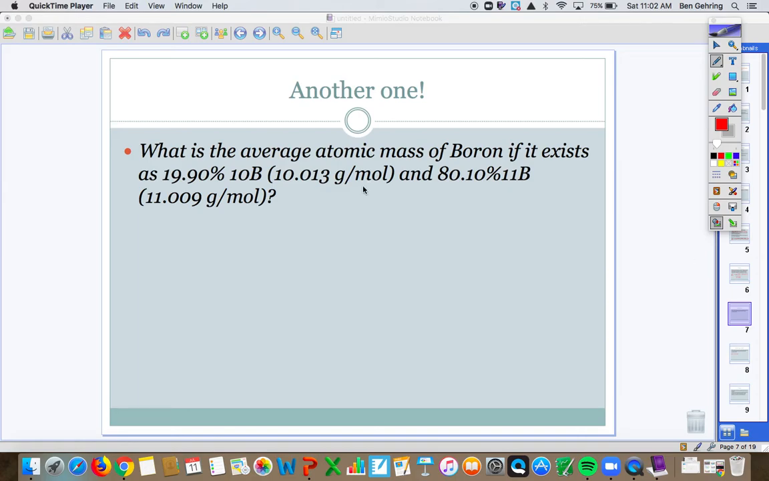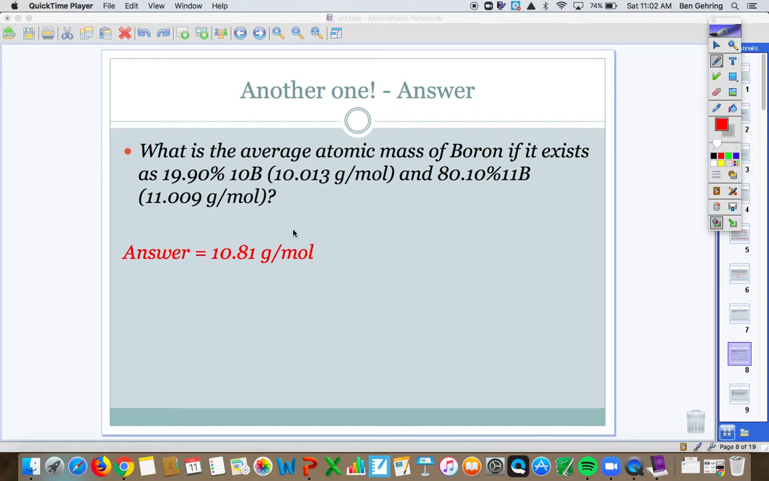All right, your turn. What is the average atomic mass of boron if it exists as 19.90% boron 10 with a mass of 10.013 grams per mole, or AMU? Those are both the same thing. And it's 80.10% boron 11 with 11.009 grams per mole, or AMU, same thing. So pause this and work through that. Your answer is on the next slide.